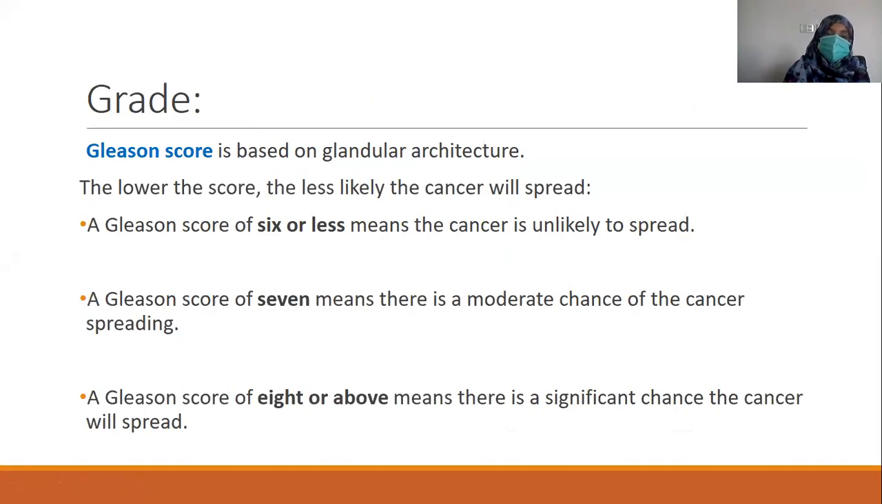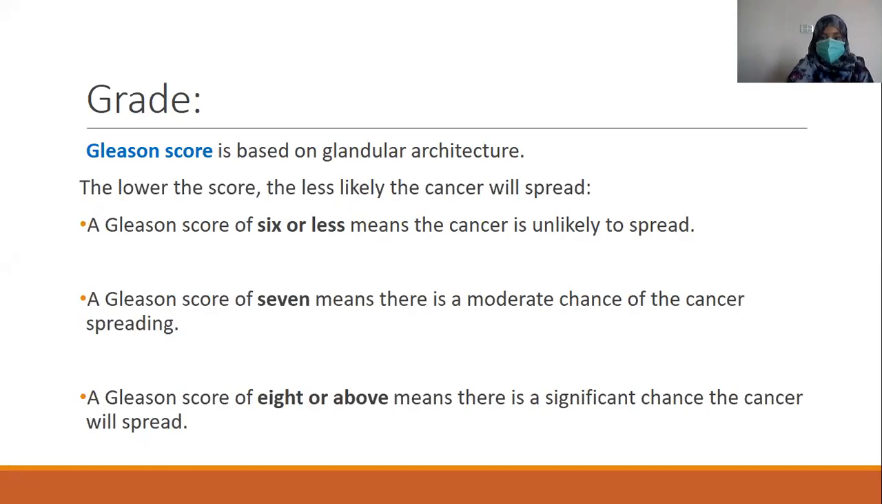So how does the Gleason score work? The Gleason score is based on glandular architecture. The lower the score, the less likely the cancer will spread. A Gleason score of 6 or less means the cancer is unlikely to spread. A score of 7 means there is a moderate chance of spread. A score of 8 or above means there is a significant chance of spread.